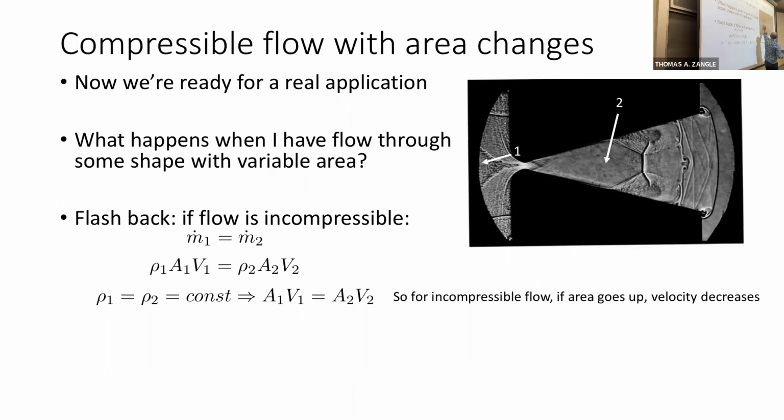So if we're moving from this point here to this point here in incompressible flow, the area is going up, so we know the flow was slowing down.